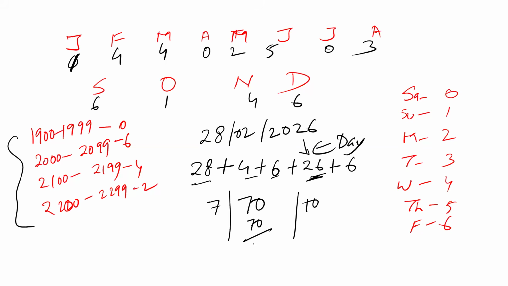What remainder are you getting? Remainder 0. Now go to the last table. What is 0? Saturday. And that's today's answer. This is the process of finding the day for any date of any calendar.